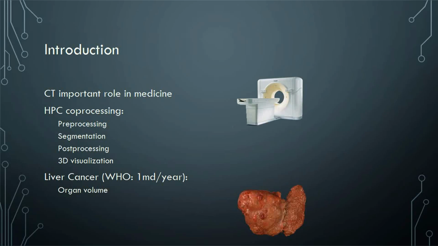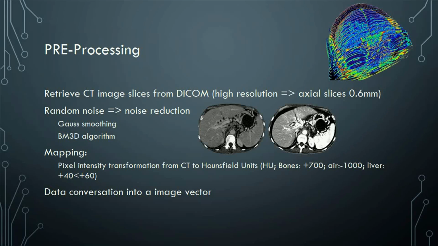DICOM is a widespread medical image format. The CT creates, with the help of X-rays, pictures of the surveyed organs, in this concrete example the liver. We use DICOM to store the images. To achieve better performance, we use CT in higher resolution. During the picture creation process, the CT machines can add some noise into the pictures.